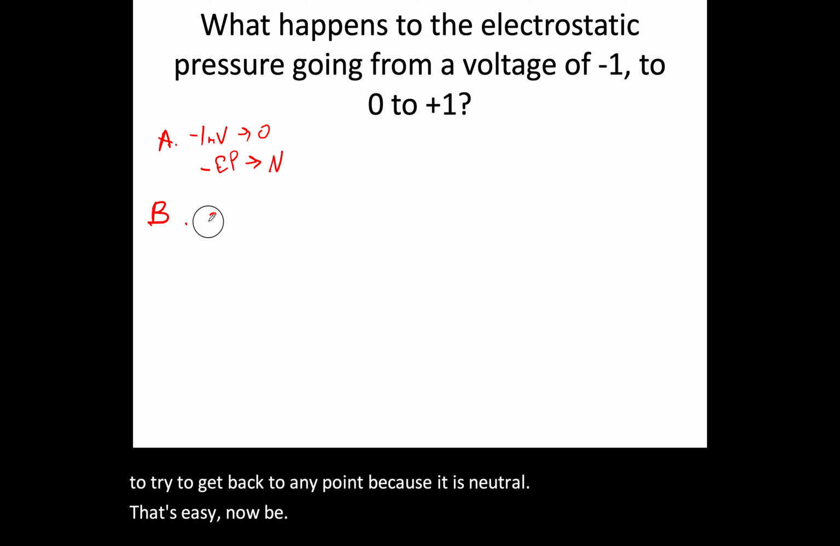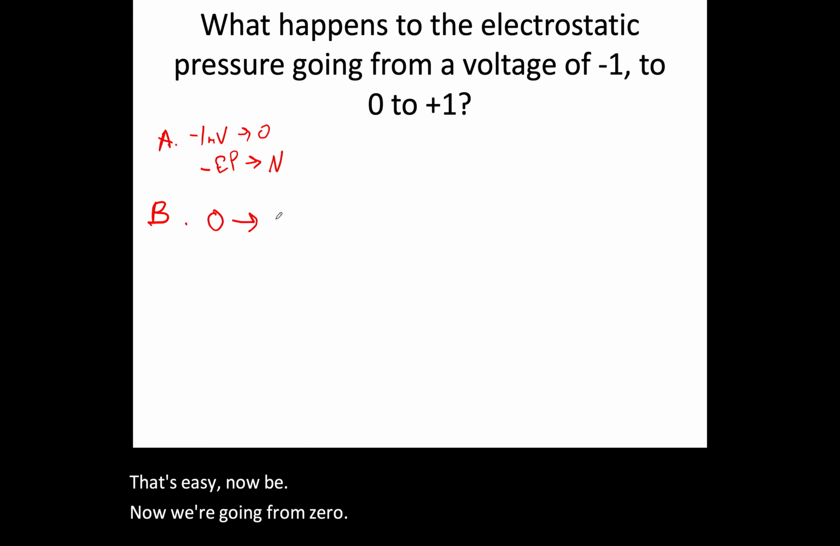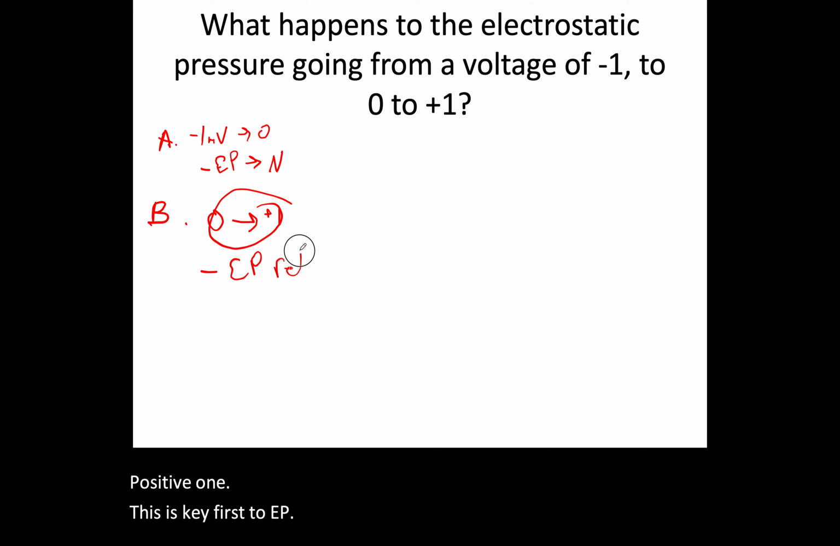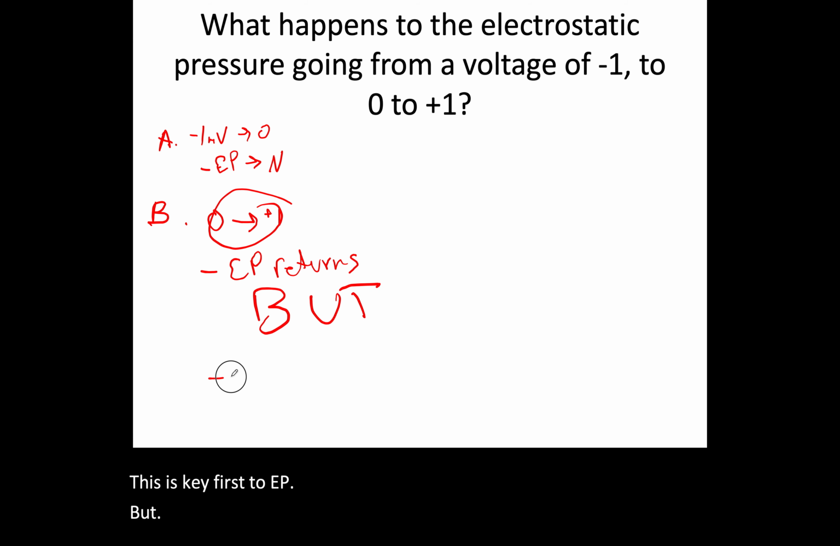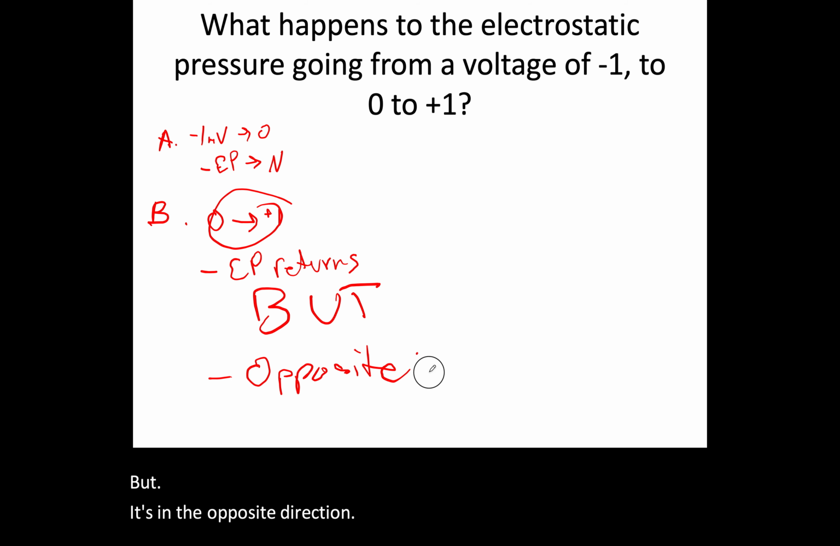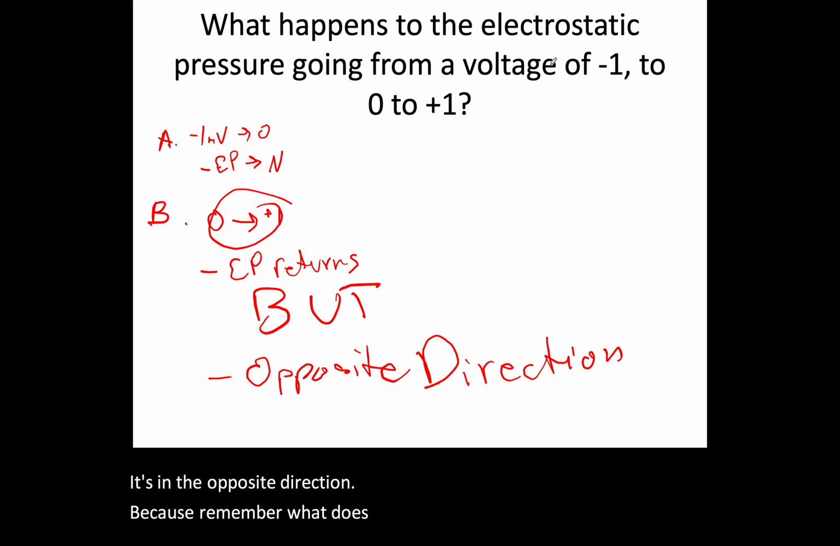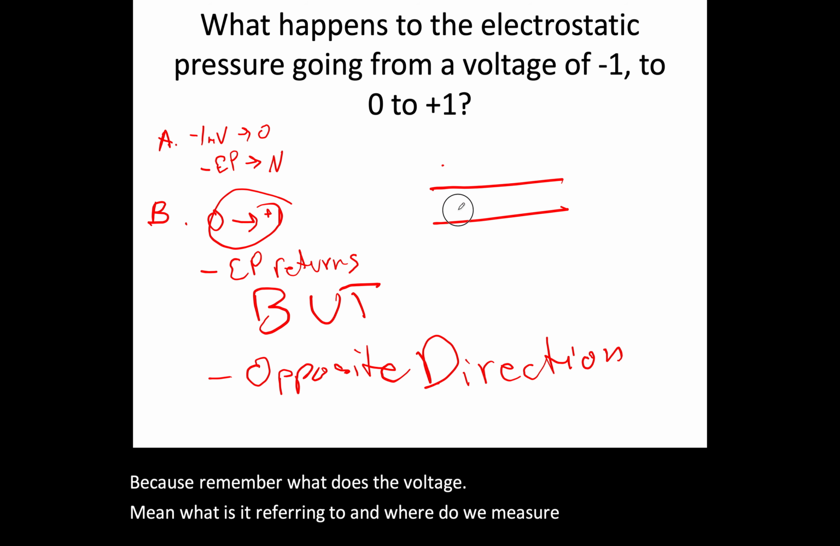Now we're going from zero, neutral, to +1. This is key. First, the EP returns, but it's in the opposite direction. Because remember, what does the voltage mean? What is it referring to, and where do we measure the voltage? We're measuring the voltage from inside our.